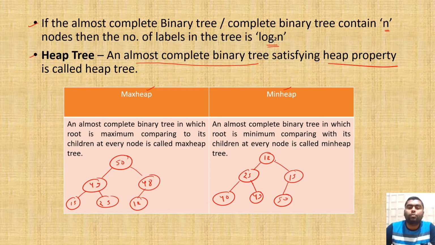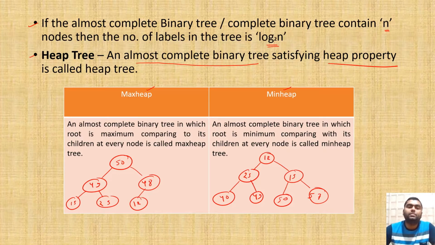You look at any node, and the root is smaller than both of its children. 12 is smaller than 25 and 15. Similarly, 25 is smaller than 40 and 49. Similarly, 15 is smaller than 50. Let us suppose it also has a right child, some 57. So it is also applicable. It may be an almost complete binary tree or complete binary tree.